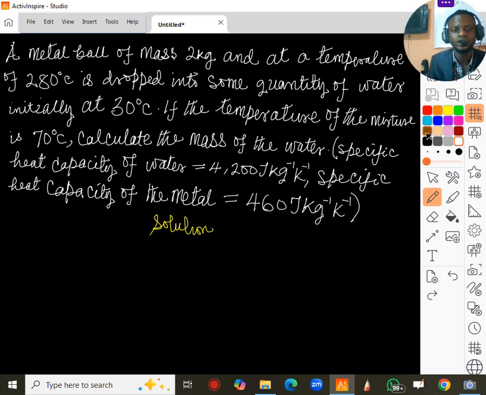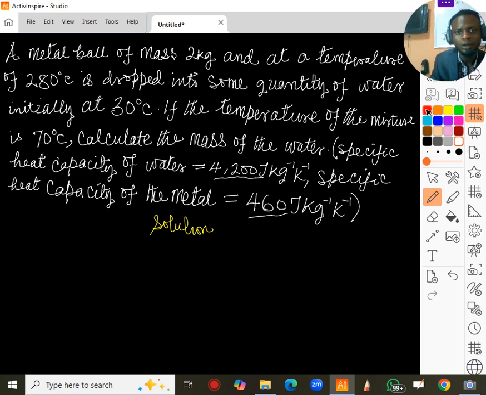Hey, I am Andrew, and today we want to look at a question which says a metal ball of mass 2 kg and at temperature of 280 Celsius is dropped into some quantity of water initially at 30 Celsius. If the temperature of the mixture is 70 degrees Celsius, calculate the mass of the water, and we are given the specific heat capacities of the water and metal as 4200 and 460 joules per kilogram per Kelvin respectively.